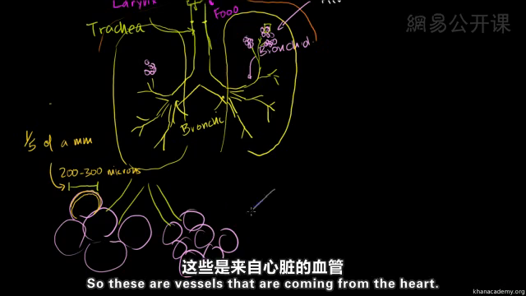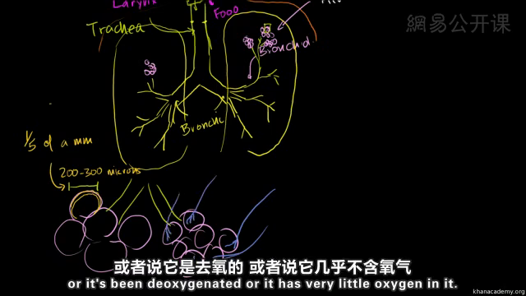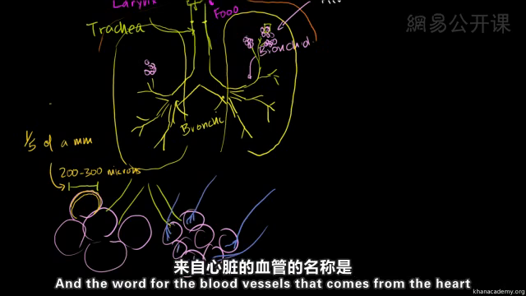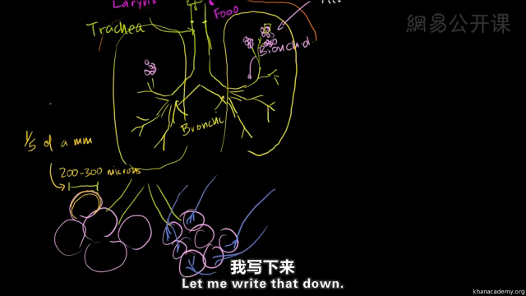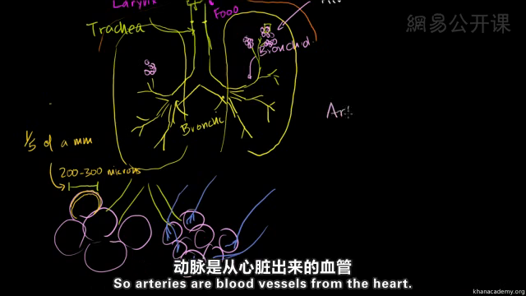So these are vessels that are coming from the heart. So this is blue. This blood right here has no oxygen in it, or it's been deoxygenated, or has very little oxygen in it. And the word for the blood vessels that come from the heart is arteries. Let me write that down. I'll review that again when we cover the heart. So arteries are blood vessels from the heart.